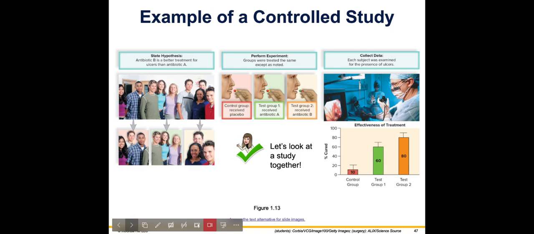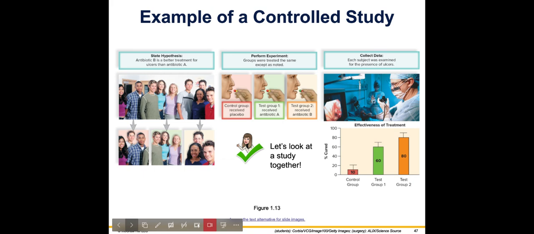So let's take a look at a study together. We have a group of people and they all have stomach ulcers. And we have 2 antibiotics that can be used to treat these ulcers. And the one that's on the market that is used is antibiotic A, and antibiotic B is brand new. And our hypothesis is antibiotic B is better for treatment than antibiotic A.